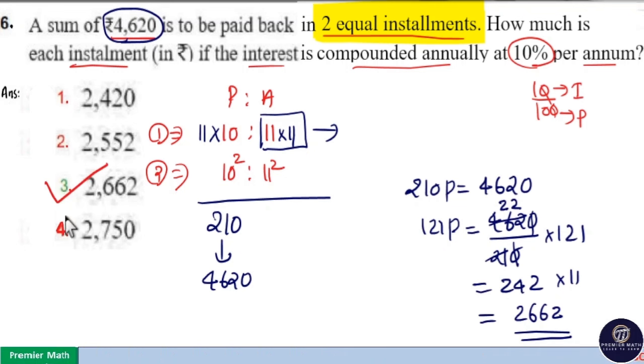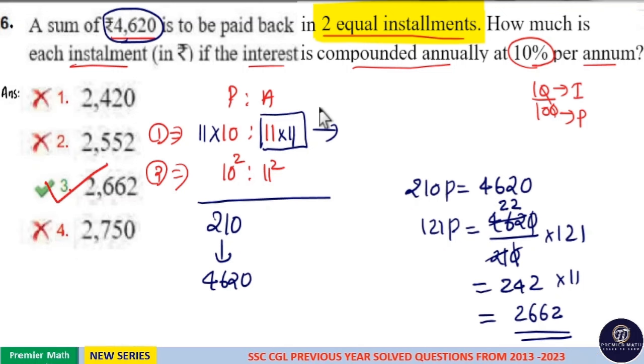Now this is 11 square into 21. This is the equal installment.